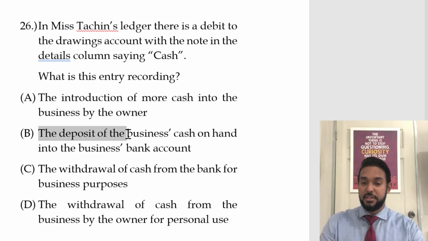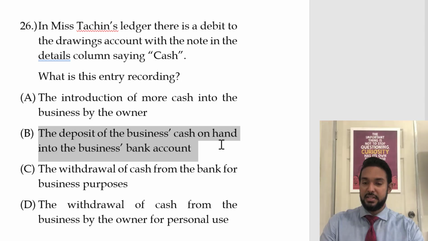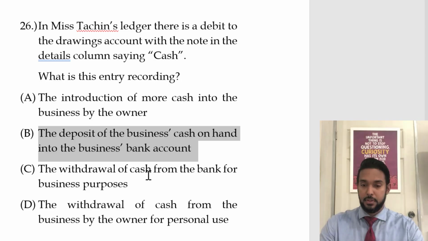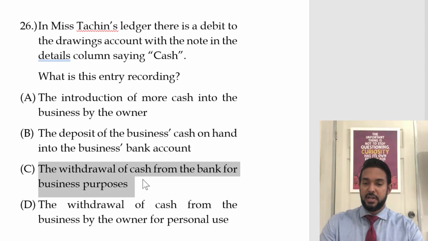The deposit of the business's cash on hand into the bank account. No, that's a contra entry. That would be taking money from the cash and putting it into the bank account. Money is coming out of cash for the owner's personal use because the drawings account is involved. Here, the withdrawal of cash from the bank for business purposes. If it was for business purposes, the drawings account wouldn't be involved.